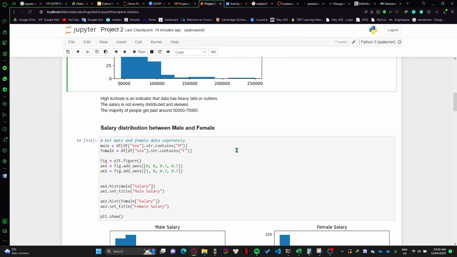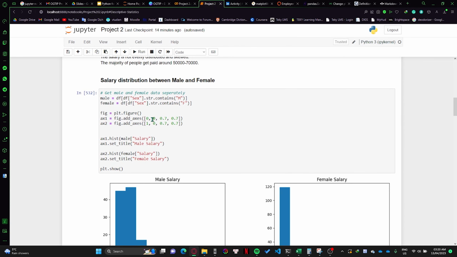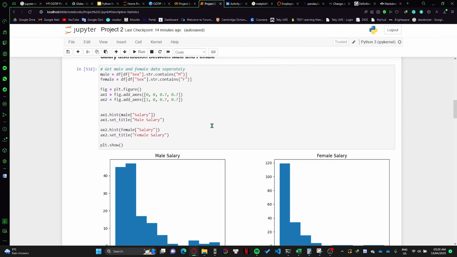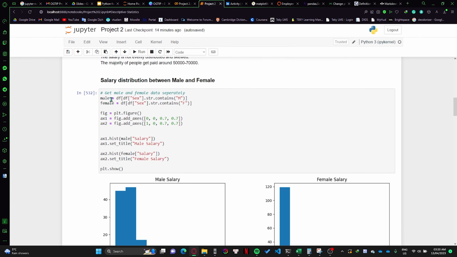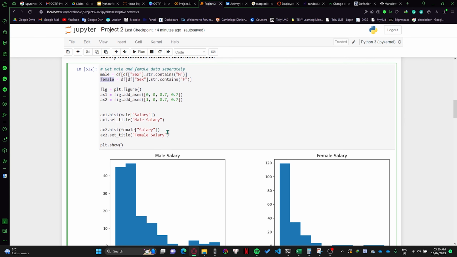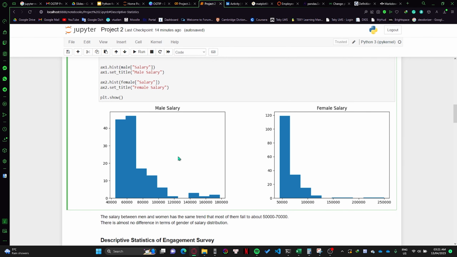Next, we will make a further comparison of the salary by dividing it into two different categories of gender. First, I need to get the two categories of data, male and female, and store them in variables right here. After I get the male and female data, I can plot the histogram graph and then compare them together.